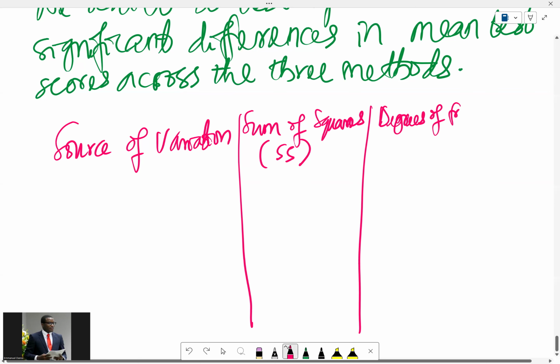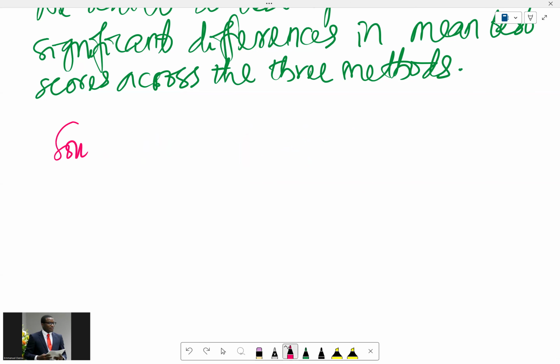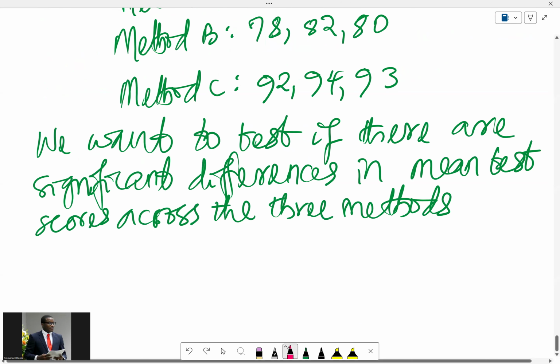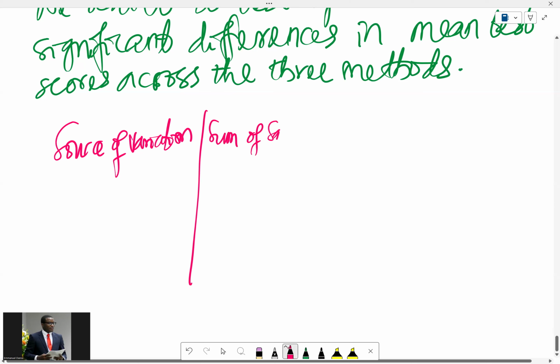Okay, I want to really save space. Let me do it again. Need to save space here. Okay, so now source of variation. Let me keep this tight enough, because I want to save space. Then we have sum of squares.